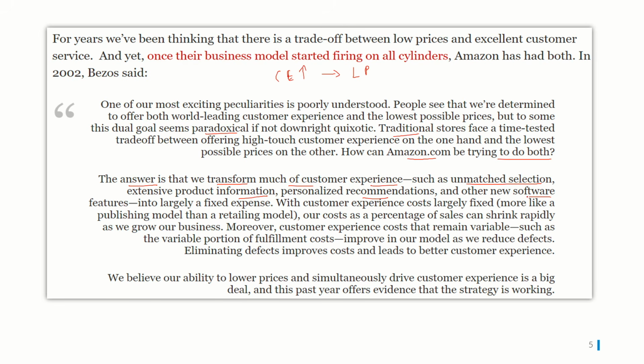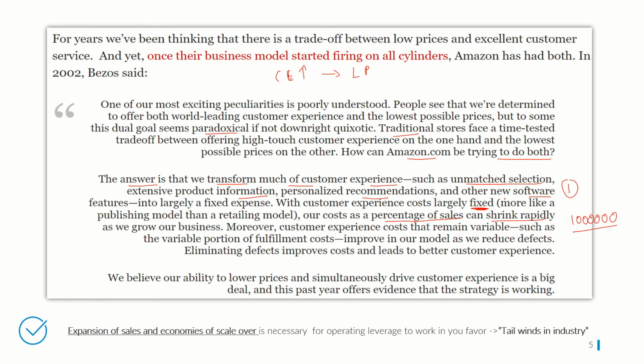Once we built it into our website, this is going to be our fixed cost. Now the customer will be getting the maximum information and the best prices possible. And for us, it is a fixed cost. Now, if I'm serving one customer, then also my cost is fixed. And if I'm serving, say, 1 million customers, then also my cost is fixed. So my fixed cost as a percentage of sales will shrink rapidly, and this will help us to expand our margins, right? So to get the benefit of this operating leverage, you need expansion in sales and economies of scale.